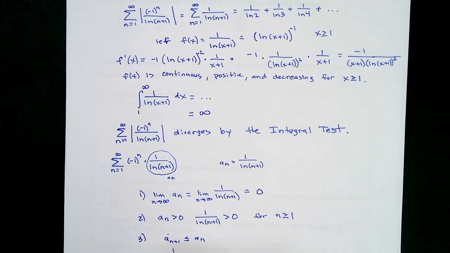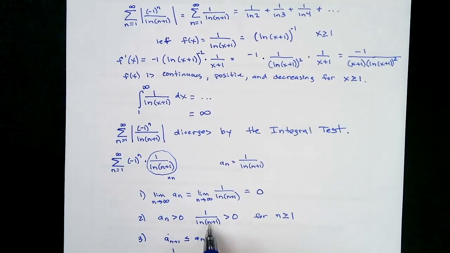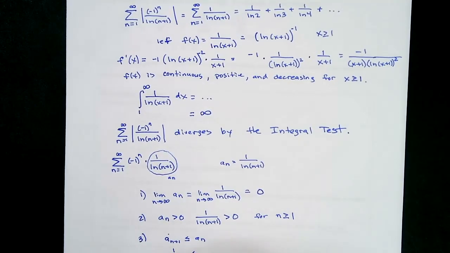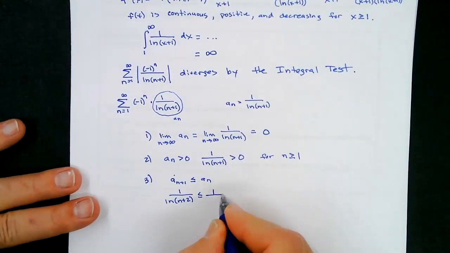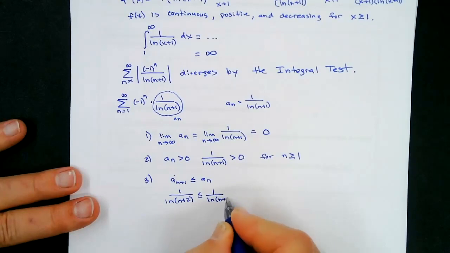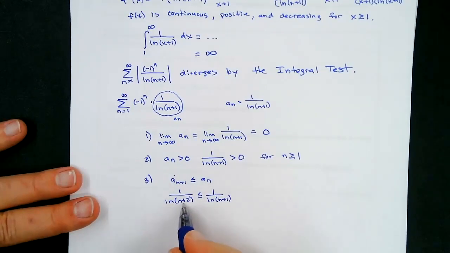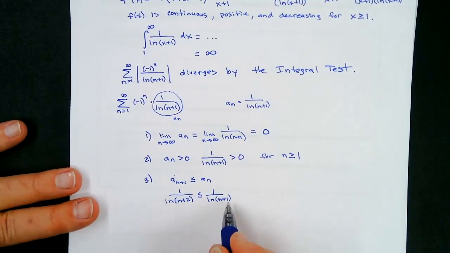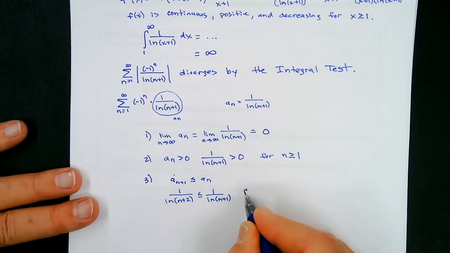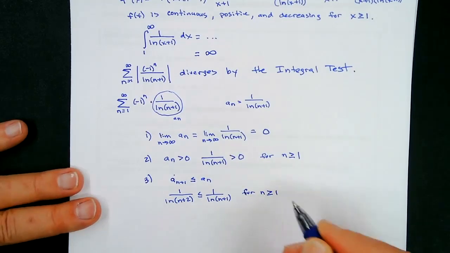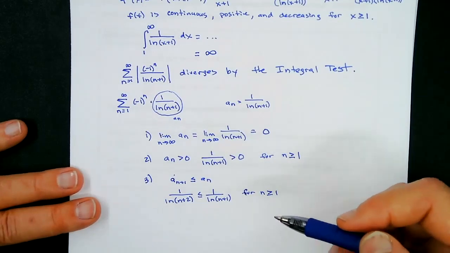So that would be 1 over the natural log of n plus 2 is less than or equal to, and let me slide it up a little bit so you can see it, 1 over ln of n plus 1. This is a bigger input for the natural logarithm function, which means this denominator is larger than this denominator, which makes this fraction smaller than this fraction. So this is true for n greater than or equal to 1. So we've met the 3 conditions for the alternating series test.